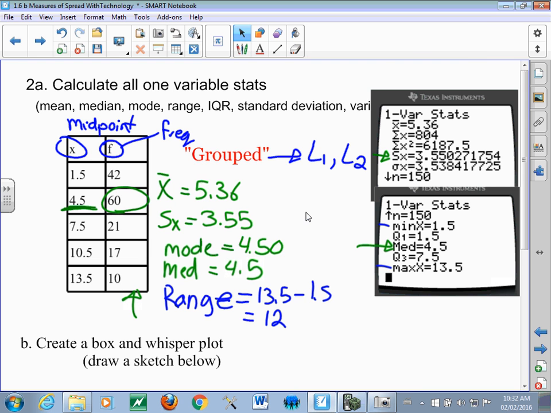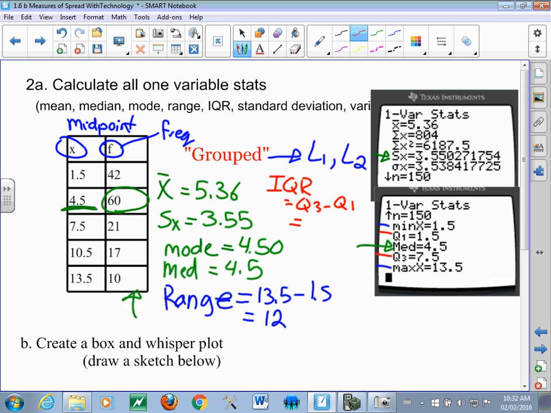Subtract my min X, which is 1.5, and that gives you 12. Okay, IQR. So that's your Q3, subtract your Q1. And so we've got 7.5, subtract 1.5, and that equals 6, or 6.0 if you're doing 1 decimal place or 2 decimal places. I will indicate if it's either 1 or 2.